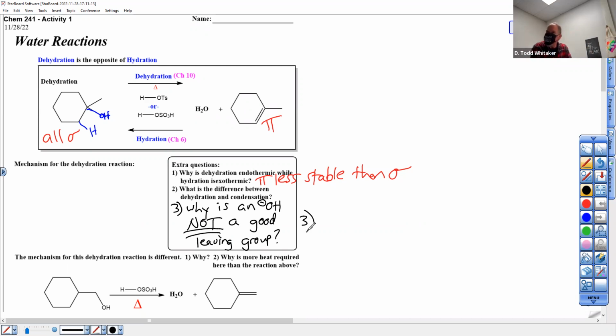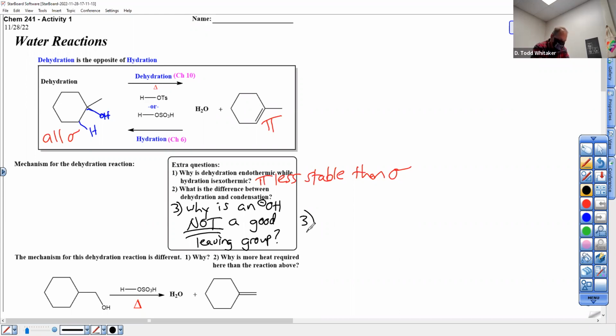Br minus is an excellent leaving group. Cl minus is an excellent leaving group. Hydrogen sulfate's an excellent leaving group. Nitrate's an excellent leaving group. She's got an answer for me. They are the conjugate base of a strong acid, which means H is attached to an excellent leaving group. It's just another way to say it.